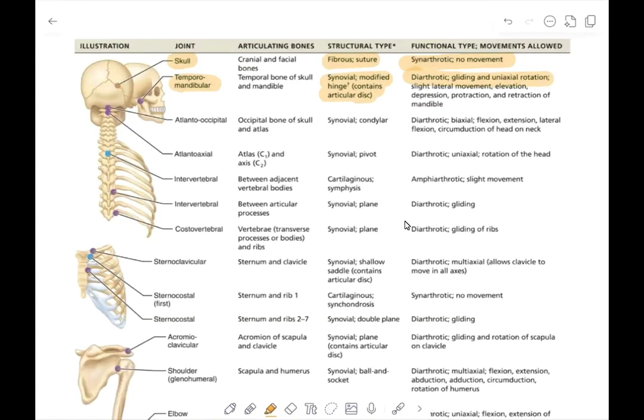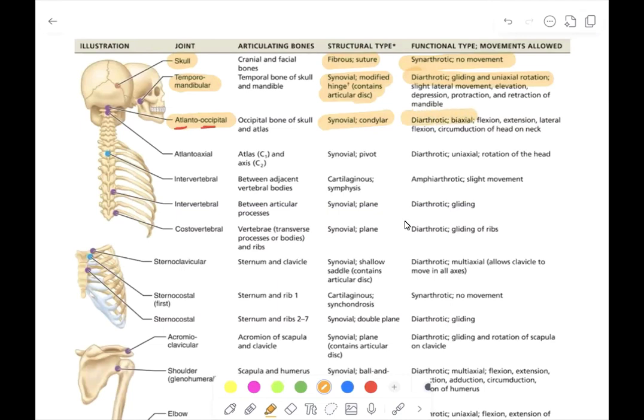This one is the atlanto-occipital joint, and you don't have to have that term memorized, but if you see that, you should know that it's between the atlas and the occipital bone. It's a synovial joint and a subtype called a condylar joint. So there are a few examples of where the axial skeleton does have synovial joints. There aren't very many, but there's a few. And it's diarthrotic and biaxial.